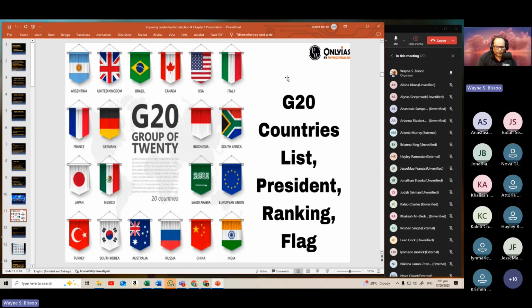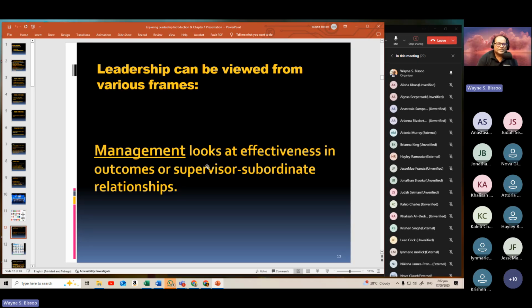The G20 is a list of the largest economies in the world. So one of the reasons why a leader from that country would end up with a lot of power is because of the economic status of that country. All right? There's presidents, rankings, and flags and whatever. Forget about that. But the leaders from these countries exhibit a great amount of control and influence on the world around them. So we understand that perspective of leadership from a political standpoint.